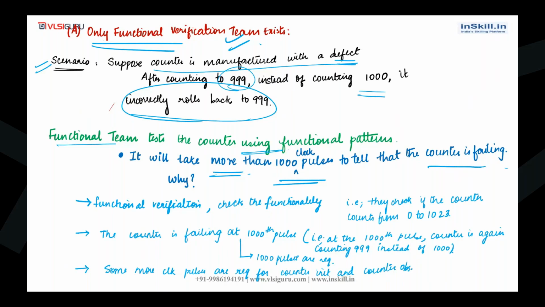Counter initialization means the counter has to be brought to the initial state, and counter observation means the output of the counter has to be taken to some register and the register has to be read. So ultimately we can say that the functional verification team will take more than 1000 clock pulses to tell that the counter is failing.